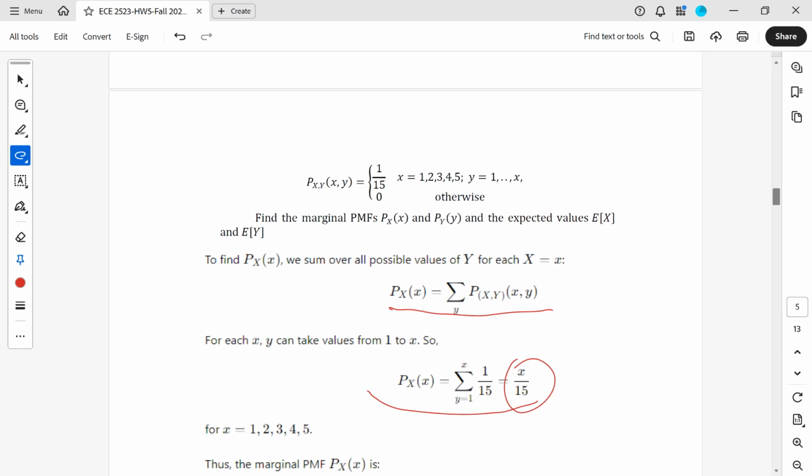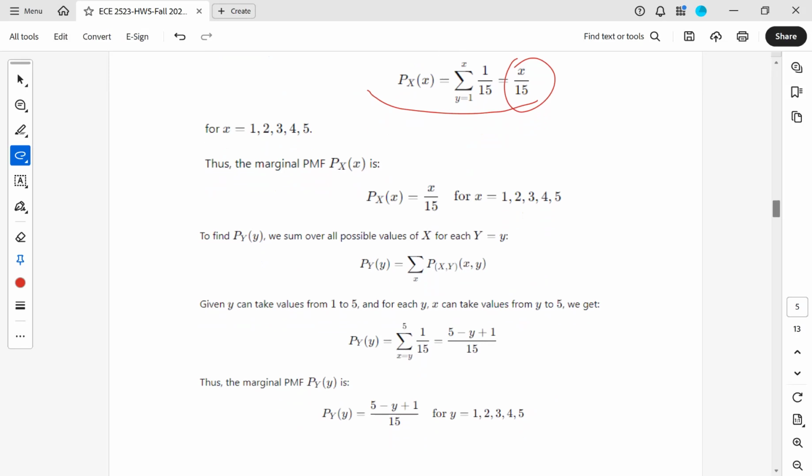Same goes for the calculation of the marginal PMF for Y. We have to sum over the other random variable, in this case over X. But remember, although X originally takes its values independently, we still have the condition that relates Y and X together. Is that clear? So this is our condition.